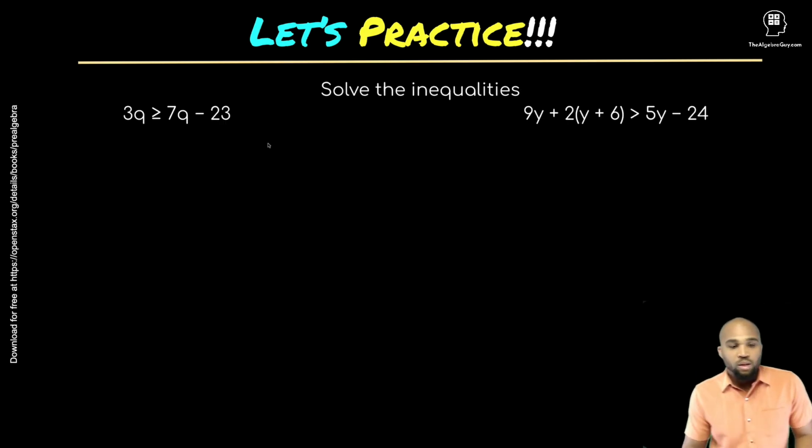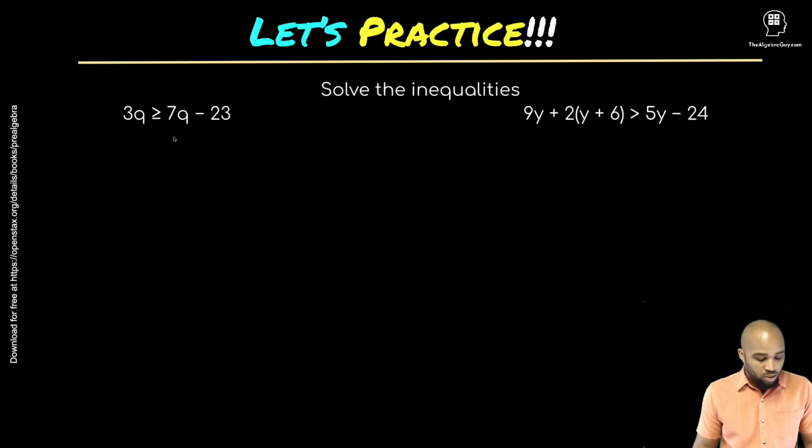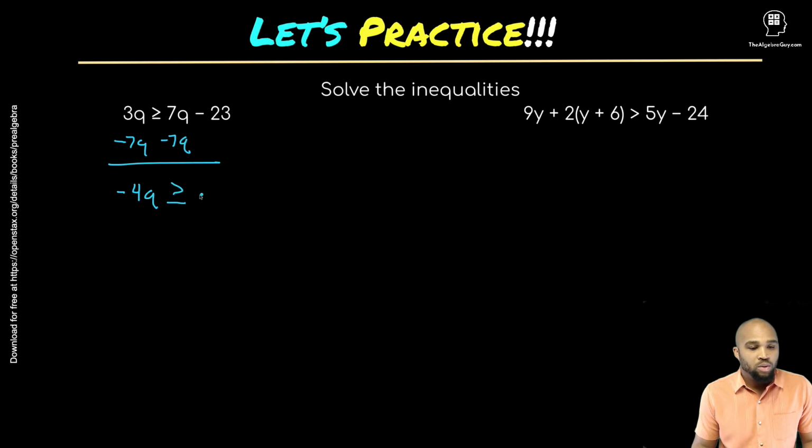All right, solve these inequalities. This was pretty straightforward. This doesn't have any distributing, so we're going to continue to refine that skill. So I'm going to subtract 7 on both sides. This leaves me with negative 4q is greater than or equal to negative 23.